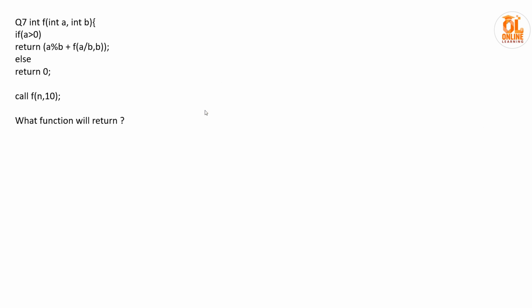Now let us move to the next question. Now again, this is a question of what the function will return, same type of question as the previous one. So the function is given int a comma int b. If a greater than 0, return a modulus b plus function a divided by b comma b, else return 0. So here one parameter is given, it is 10, and the other is n. In place of n you can write anything. For example, we are using 13.